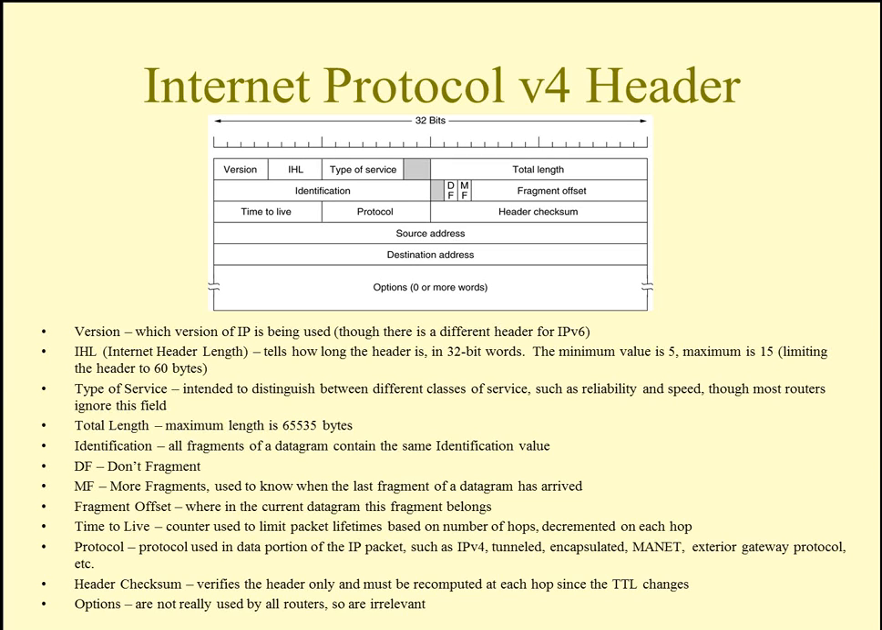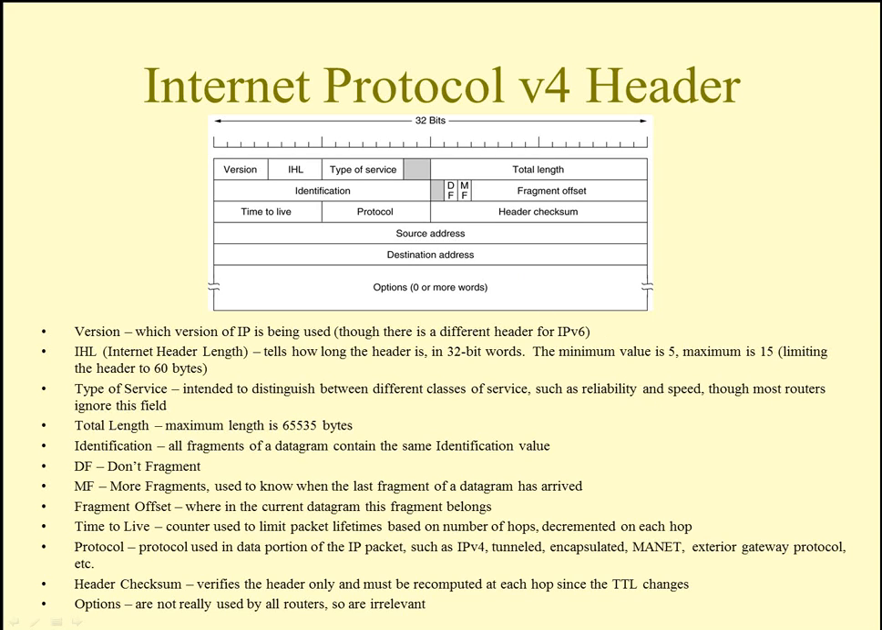The minimum value is 5. And the maximum is 15, so the maximum header size that we have is 60 bytes, which is 15 times 4 bytes, which is 32 bits, and that would give us 60 bytes. This is the maximum size of an IP version 4 header. The reason that we have this field is you see at the bottom of the IP header, we have the options, which are 0 or more words. So down here we have the ability to have a dynamic header that's of different length.